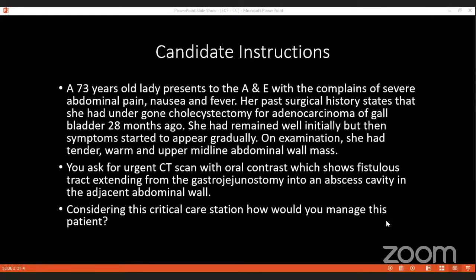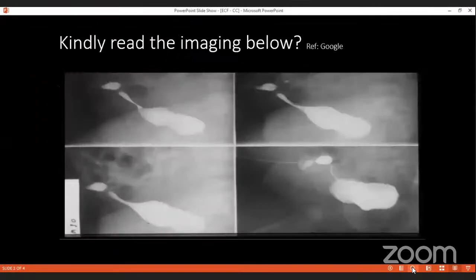Good. Excellent. Thank you. Can you discuss this image that you're looking at? What do you see? Yeah, this is a fistulogram. The contrast tract extends from the anastomosis and into the abdominal wall cavity. Yes. Very good. Thank you.